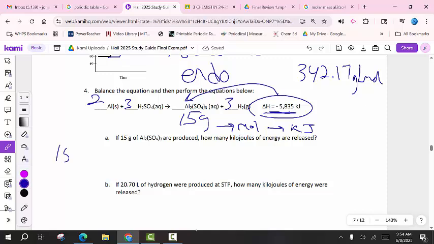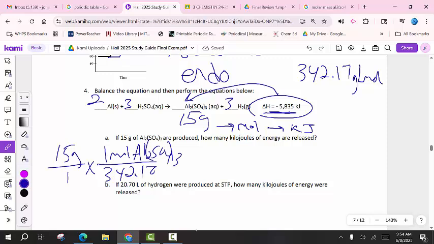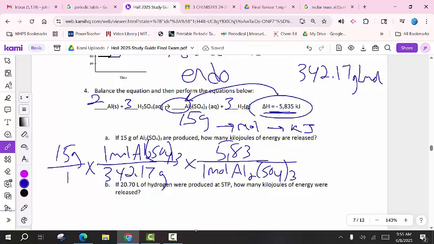Right, so we'll start with 15 grams and put that over 1, and then we'll put the 342.17 grams under 1 mole of aluminum sulfate. Now we have moles of aluminum sulfate, but it's asking for energy or kilojoules. Now the coefficient is important here. So there's just a coefficient of 1. So I'm going to put 1 mole of aluminum sulfate on the bottom. And then we're using this value here, 5,835 kilojoules.